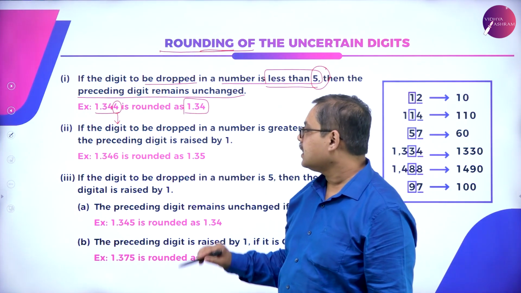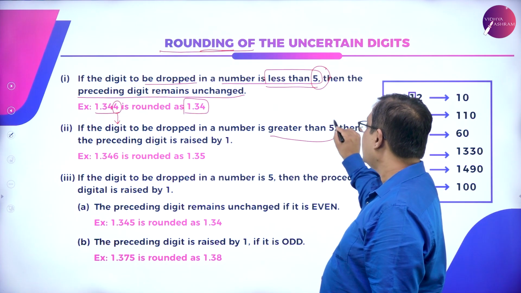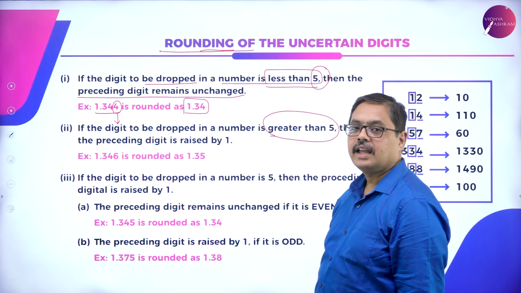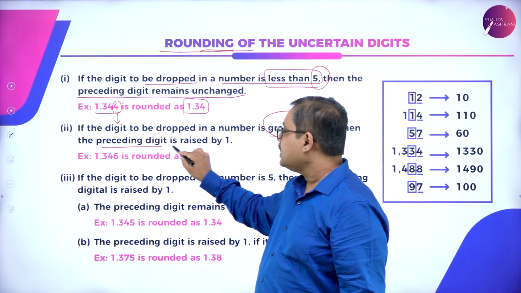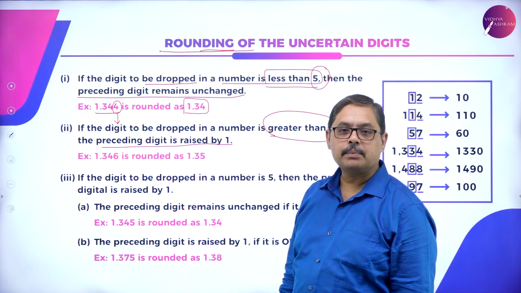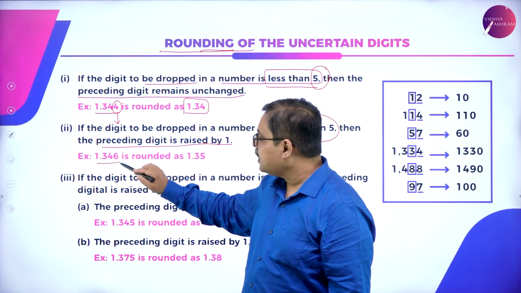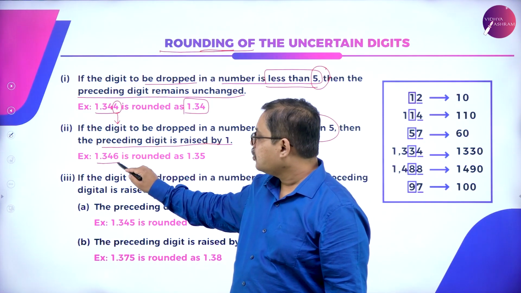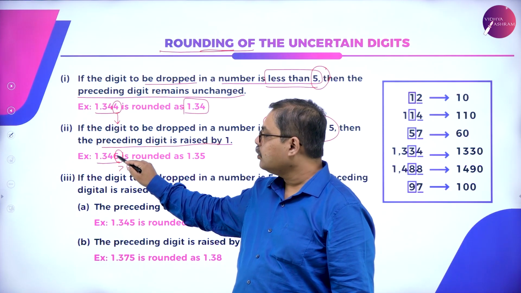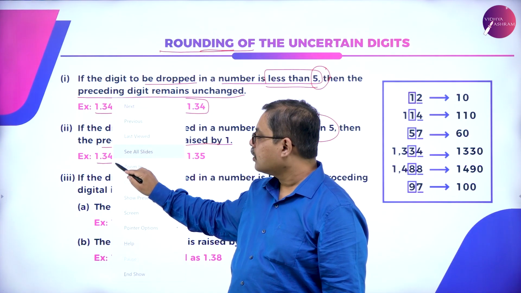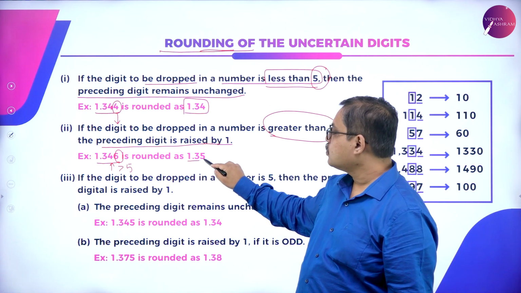Now, let me take another example. If the digit to be dropped in a number is greater than 5, okay? If it is greater than 5, what do I do? The preceding digit is raised by 1. Let me take the example of 1.346. The digit to be dropped is 6. 6 is obviously greater than 5. What do I do? The preceding digit, which is 4, is raised by 1. So the rounded number becomes 1.35.